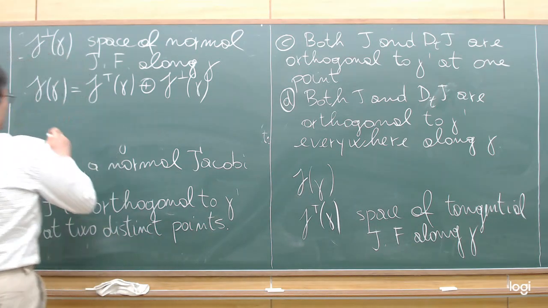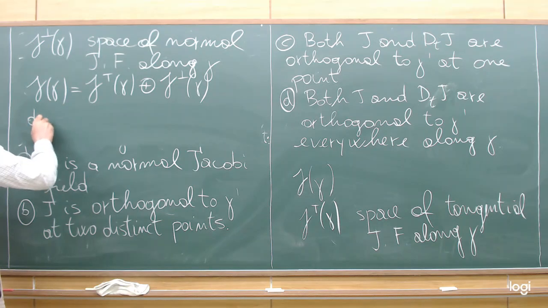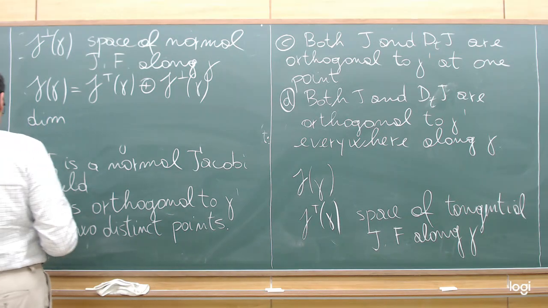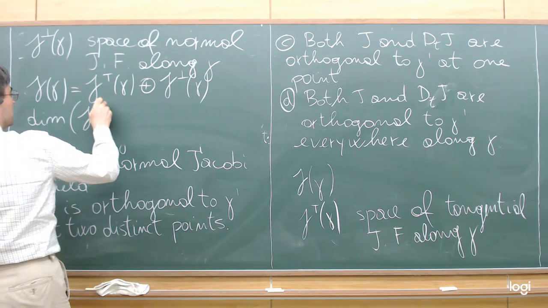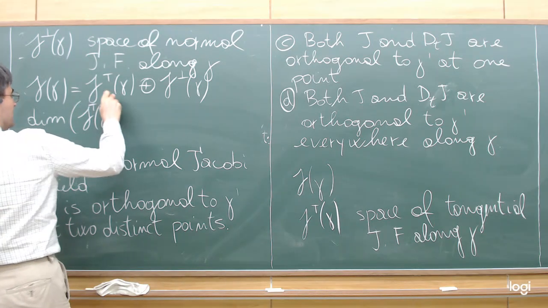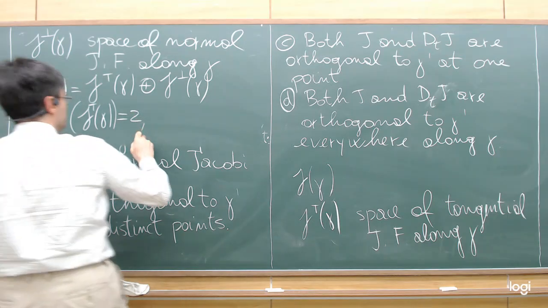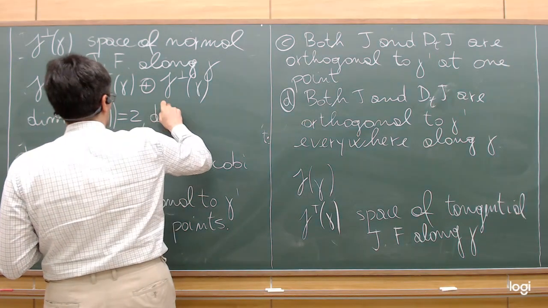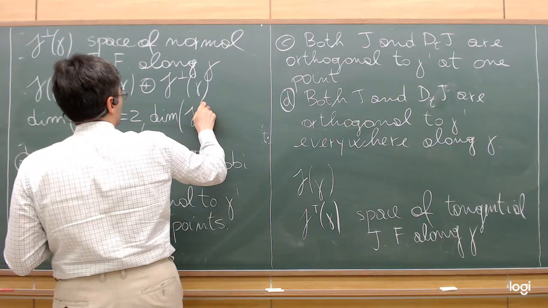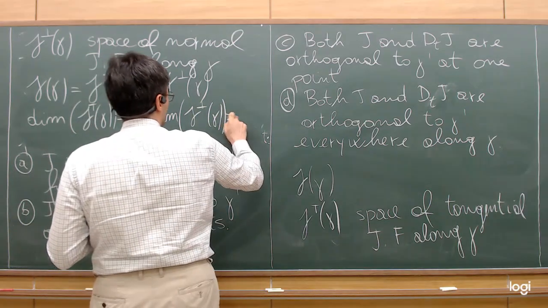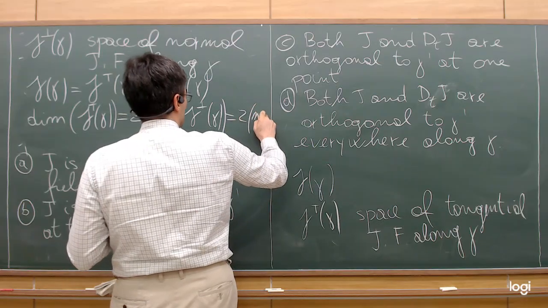And it holds true that the dimension of J tangent gamma is exactly 2. Instead, the dimension of J orthogonal gamma is 2 times n minus 1.